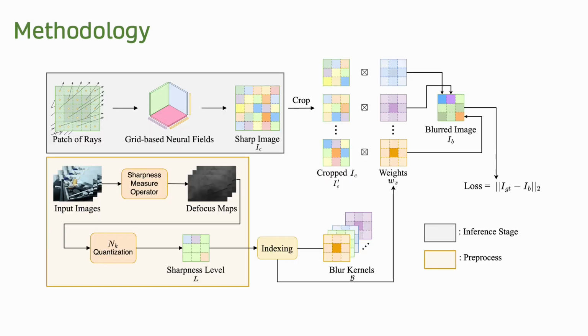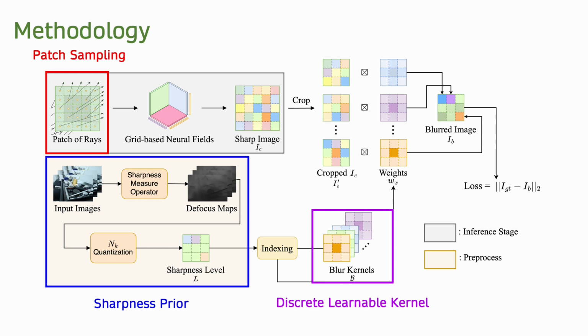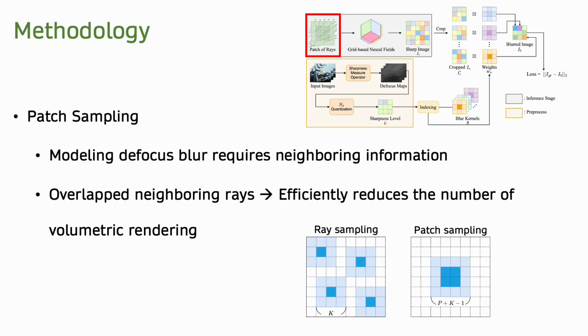This slide illustrates the overview of Sharp-NeRF. Among many parts, our main contributions are patch sampling, sharpness prior, and discrete learnable kernels. First, we adopted random patch sampling instead of random ray sampling.